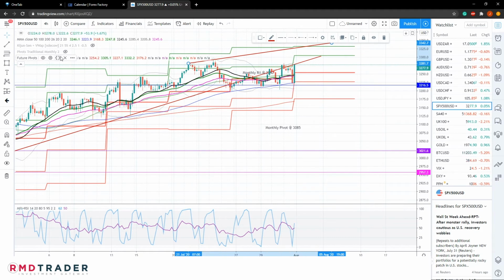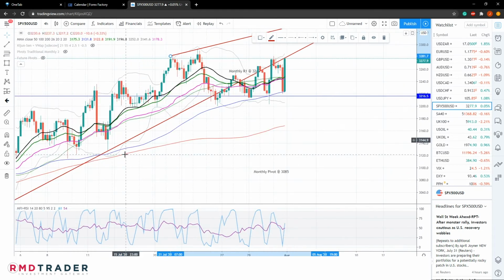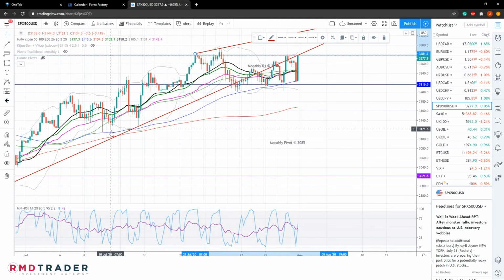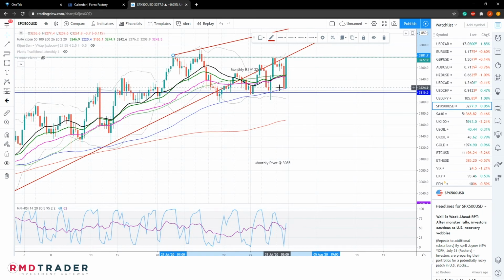And of course, just worth noting that our 100 SMA has been acting as the area of dynamic support for quite some time now. So a 4-hour close below this might be what triggers a sell-off and brings us back towards this 200 SMA on the 4-hour.